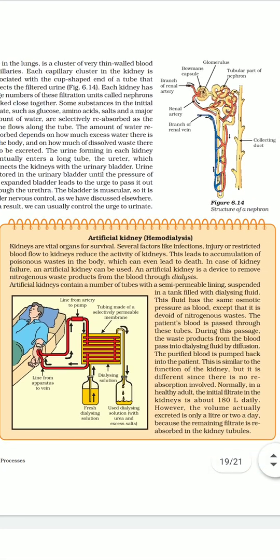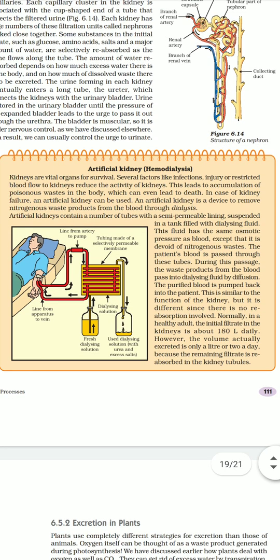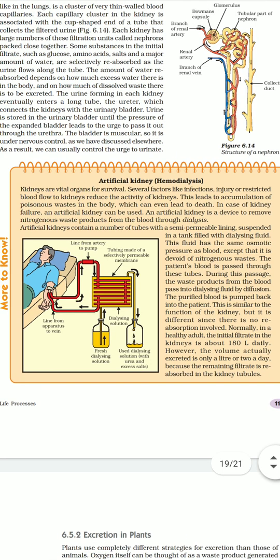Now the last topic of your chapter is the artificial kidney, which is also known as hemodialysis. Hemo means blood, so dialysis takes place. It is basically an artificial process of blood purification, and it takes place when there is any kind of infection, damage, or injury in the kidneys. When kidney failure takes place in any such situation, then the dialysis process is done in the case of a patient. And kidney transplantation is also one such process.